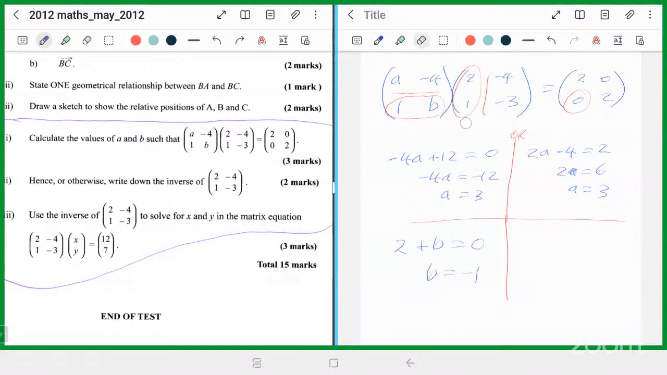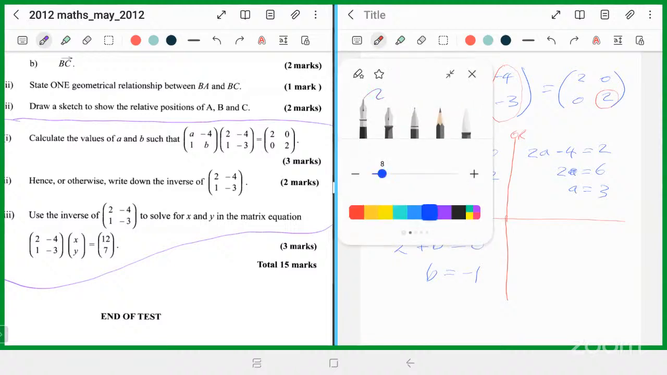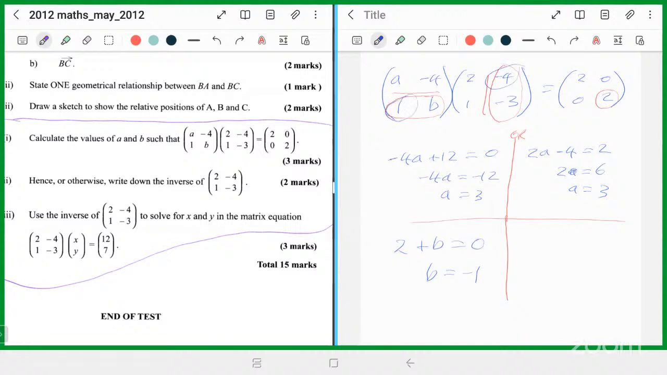Or I could use that row with this column to be equal to that 2 right there. So this row times this column is equal to this 2. So I could do it again over here, and in that case, it will be 1 times -4, which is -4, and B times -3 is -3B right here, and that will be equal to this 2 out here, 2.